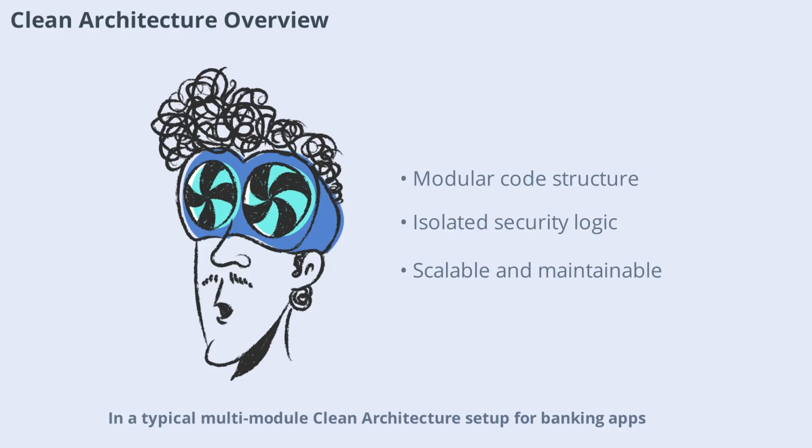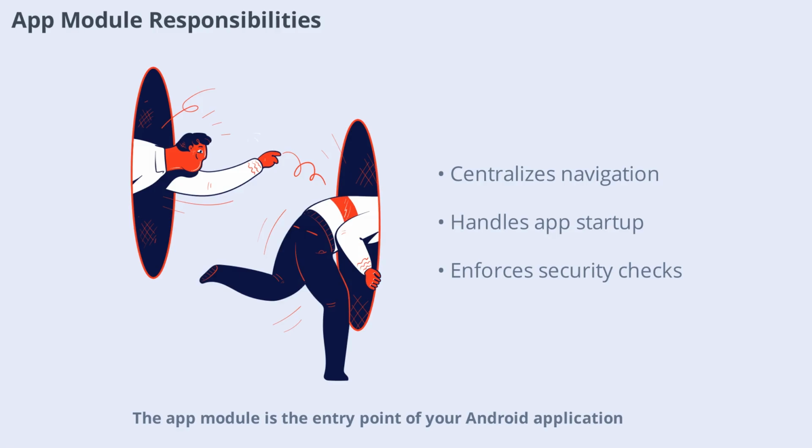A well-structured project is key to maintainable and scalable app security. In a typical multi-module clean architecture setup for banking apps, responsibilities are separated into modules like app, presentation, domain, data, core, and biometrics. This modular approach keeps your app lock logic isolated, making it reusable and easier to test. By organizing your codebase this way, you ensure that security features are robust and can evolve independently as your app grows.